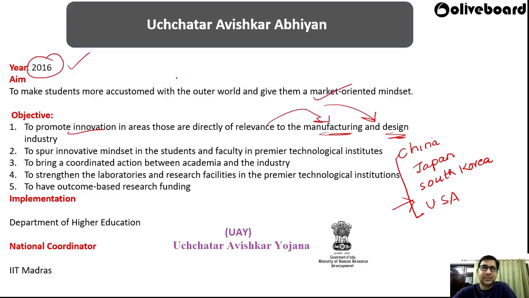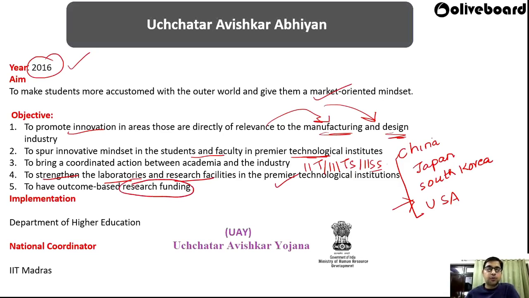That is why we have come up with the scheme called Uchchatar Avishkar Abhiyan, where we are focusing mainly on the manufacturing and design industry, and on spurring an innovative mindset in students and faculty in premier technological institutions like IITs, IIITs, and IISc, the Indian Institute of Science. The scheme also aims to strengthen the laboratories and research facilities, because if we want students to be good at research work, we have to provide them with basic facilities like laboratories and research facilities in the premier technological institutions.